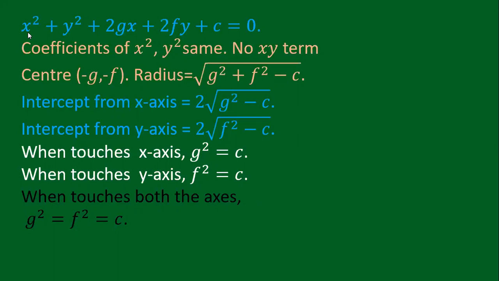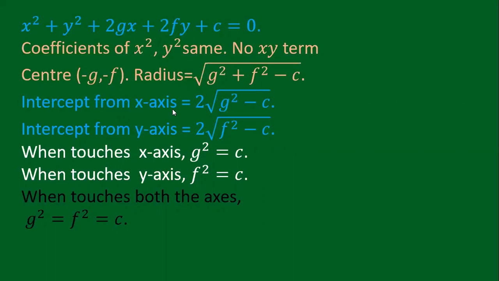Very first, this is the general equation of a circle. The coefficients of x square and y square are the same. There is no term involving xy. Center is (-g, -f). Radius is equal to root over g square plus f square minus c.